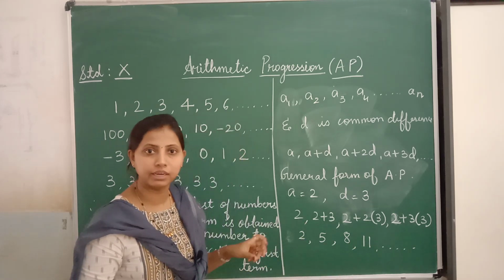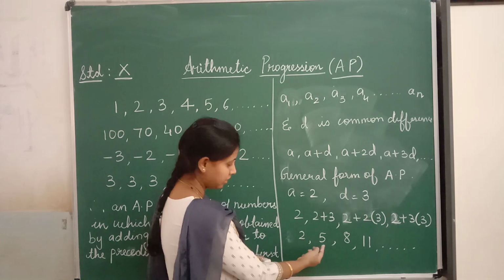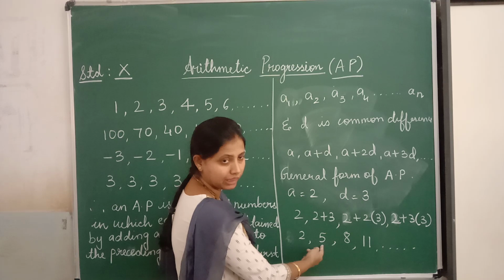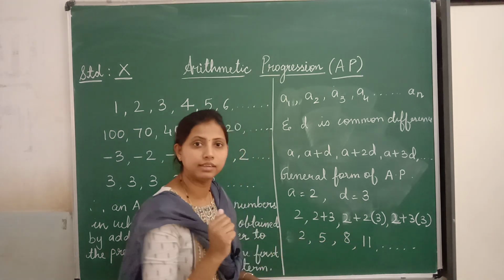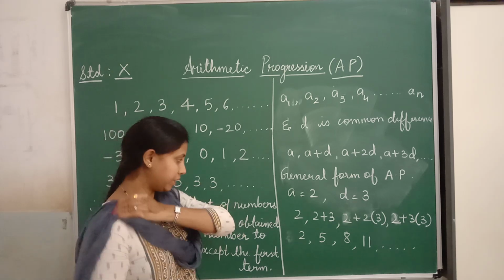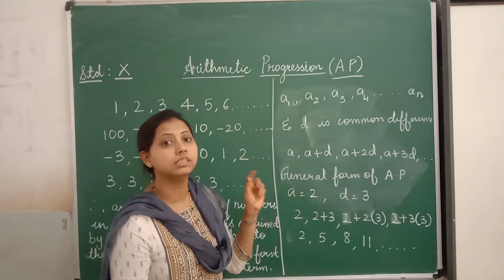You can verify whether it is an AP or not. How to verify? Subtract. 5 minus 2, 3. 8 minus 5, again 3. 11 minus 8 is again 3. So the difference remains the same. Yes, between each successive terms, the common difference is always fixed.